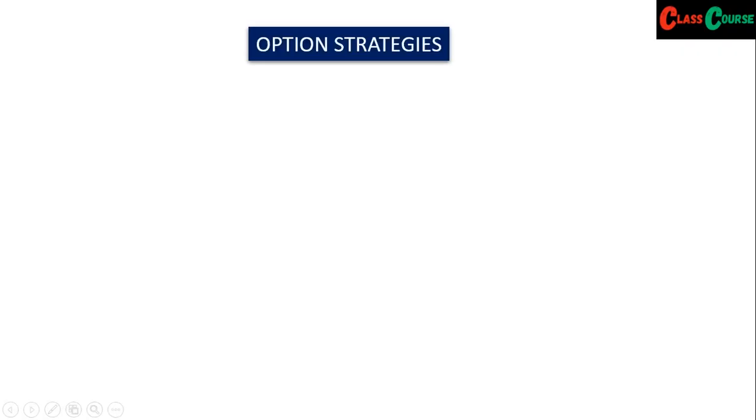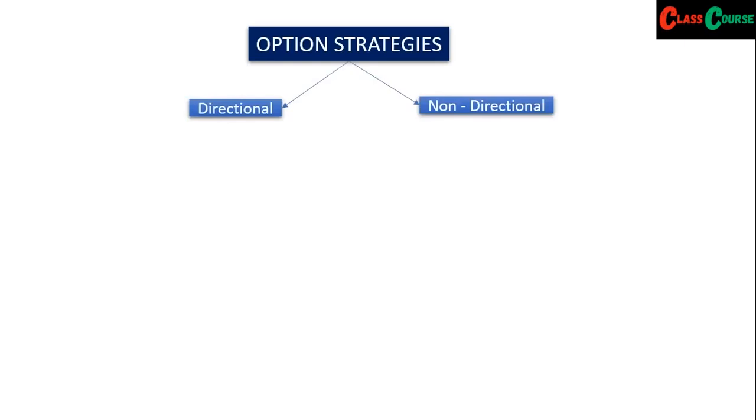Option strategies. What types of strategies are there in the market? One is directional, another one is non-directional. When I say the name directional, you would have already understood what kind of strategies will be there, but still I would like to say about that. Directional means you know the way that the market is going to go, either upside or downside. Based on that, you create your strategy and you deploy the strategy.